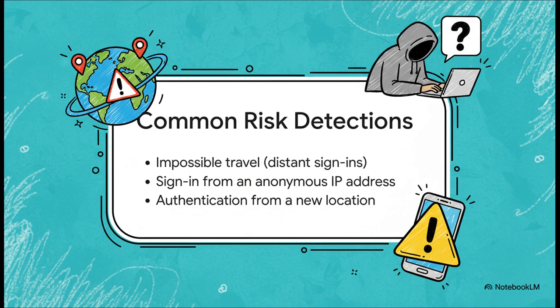Well, here are some of the classics. My favorite is impossible travel. You know, when someone logs in from New York and then 5 minutes later from Tokyo. Yeah, that's a red flag. It also catches logins from anonymous proxies or just from a brand new device that a user has never touched before.